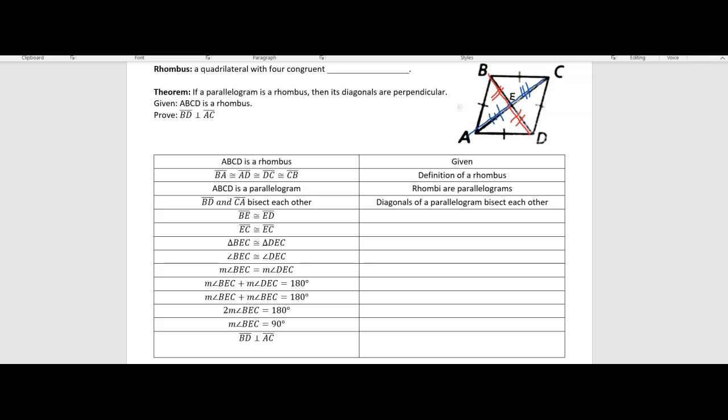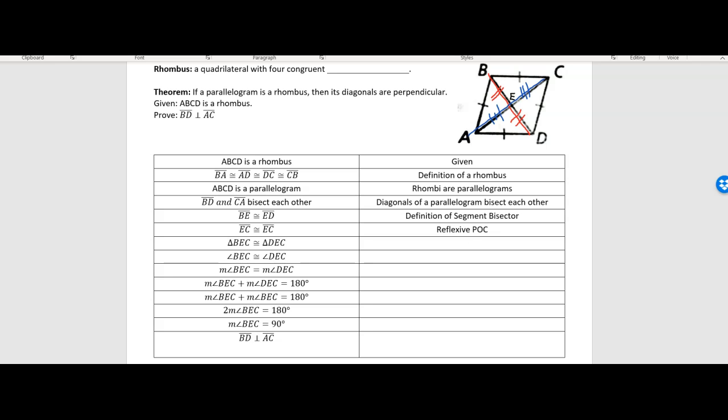The next statement deals with what I just talked about with the diagonals. So it says segment BE is congruent to segment ED. Those are the red two tick marks. And that's just going to be definition of segment bisector. We have a segment being bisected, so both pieces of that segment will be congruent. The next statement says that segment EC is congruent to segment EC. Well, that's going to be due to the reflexive property of congruence, or reflexive POC.